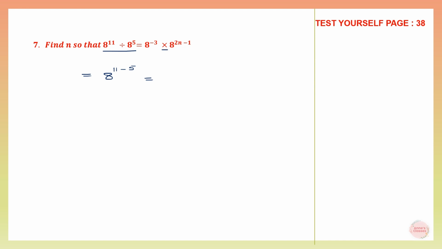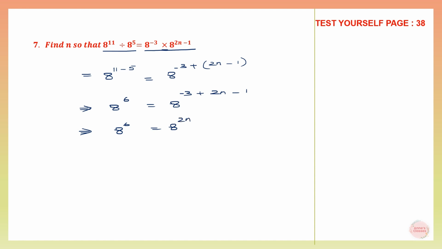Now on this side it is multiplication. That means we can add the powers. So 8 raised to the power of minus 3 plus 2n minus 1. So this is now 8 raised to the power of 11 minus 5 is 6. And here we have 8 raised to the power of minus 3 plus, let's open the brackets, 2n minus 1. So here we have 8 raised to the power of 6, and here we have 8 raised to the power of, let's write 2n first, and then we have these whole numbers, minus 3 minus 1. That is, signs are the same, put the same sign and add: 3 plus 1 is 4.